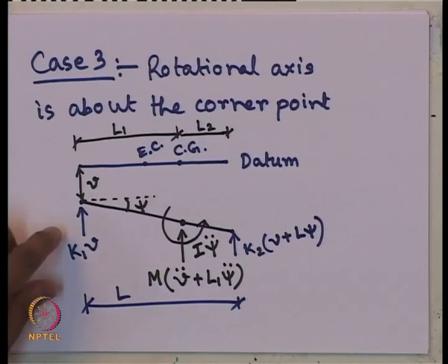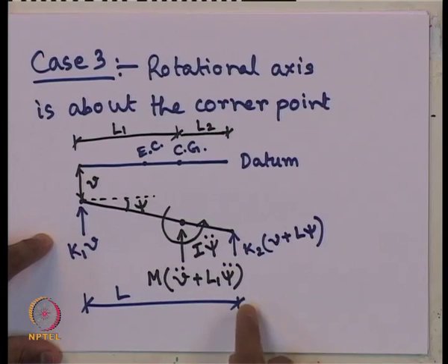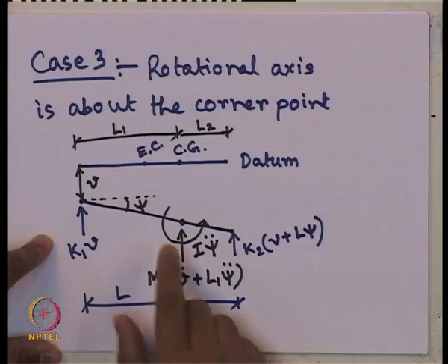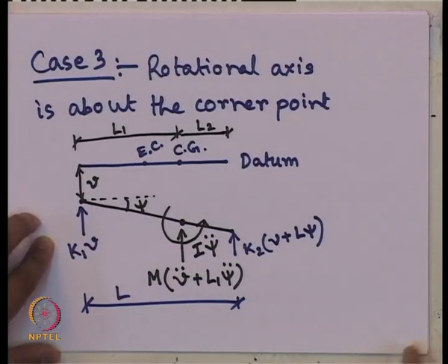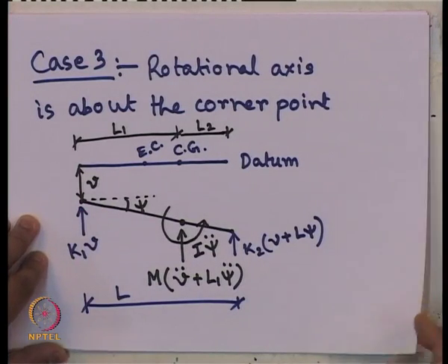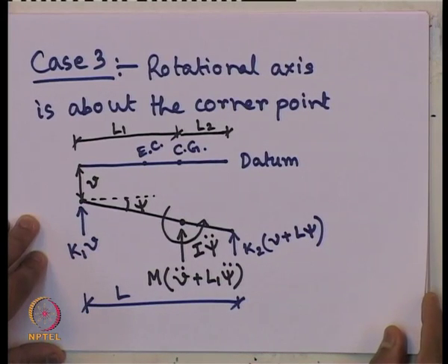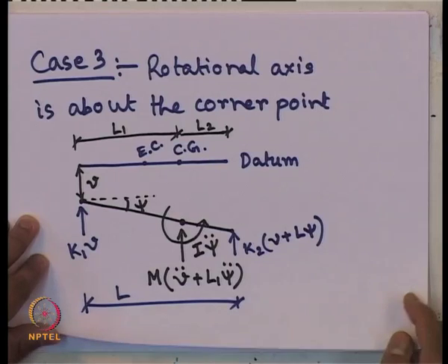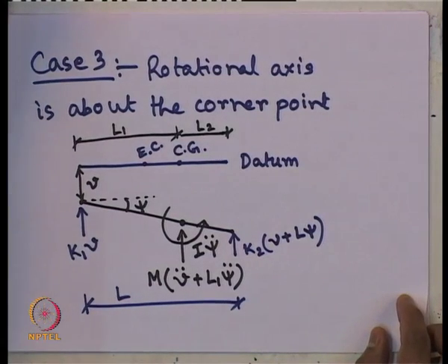Now, again we will consider the vertical equilibrium of all the forces and the moment equilibrium about any point, say the corner point. So, we are basically applying D'Alembert's principle once again for moment equilibrium as well as vertical force equilibrium. By doing that, we get the equations; let me write them in matrix form.